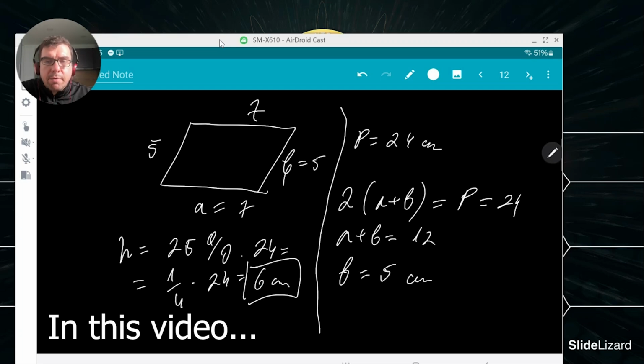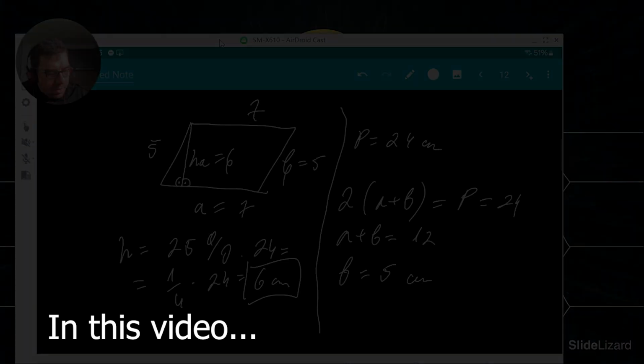And now we have to figure out which height is this. Is it HA or HB? Is it the height towards the side A or the height towards the side B? So if I assume that this is HA, the problem here is that I am getting a right triangle.